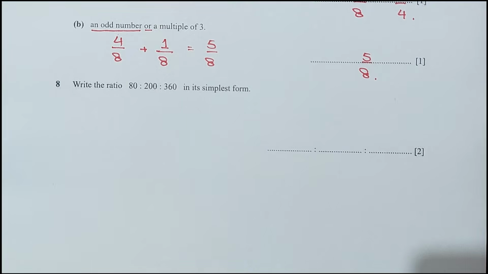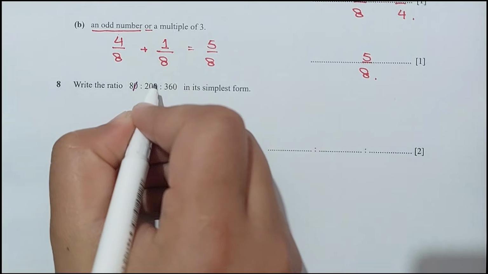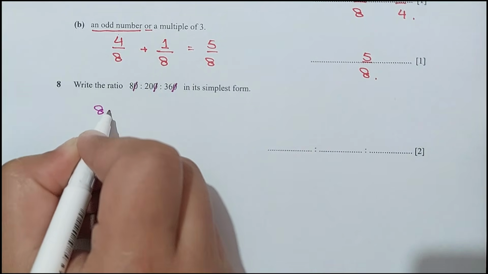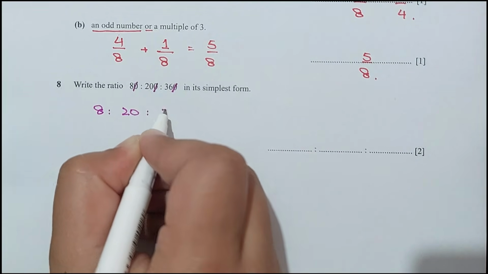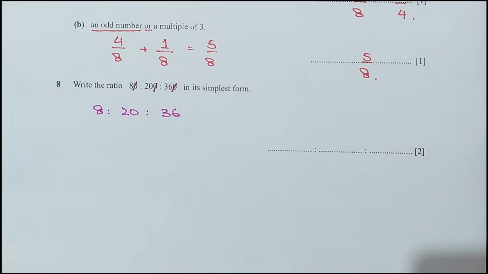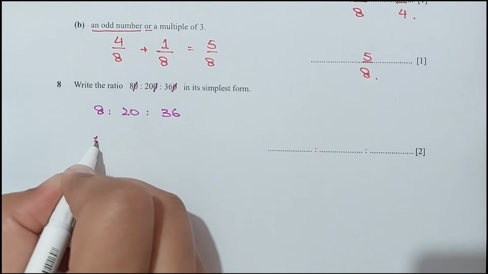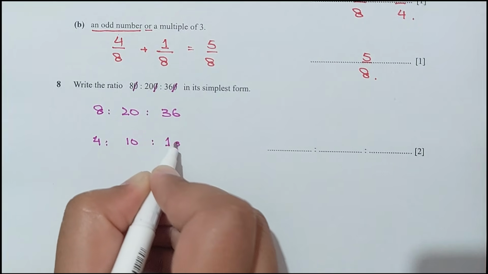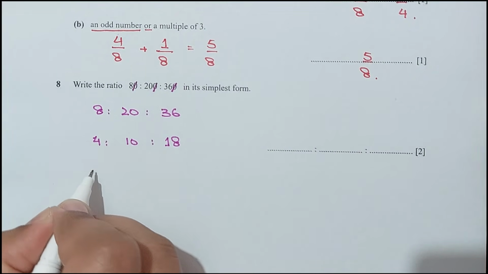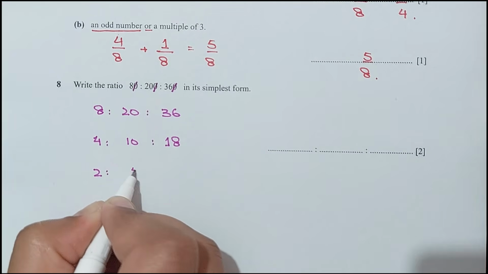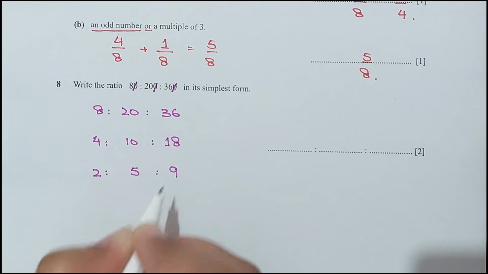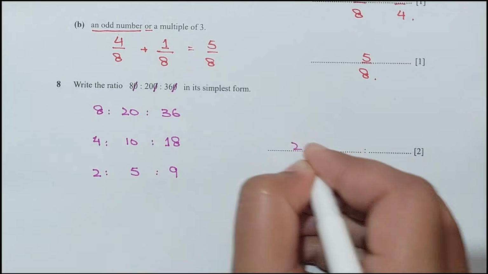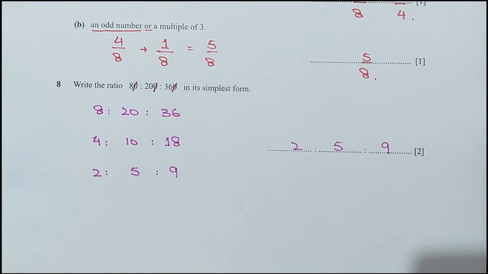Question number 8, write the ratio 80, 200, 360 in its simplest form. So first cancel the zeros. We have 8 ratio 20 ratio 36. Okay, then we can divide it by 2. 2 times 4 is 8, 2 times 10 is 20, and 2 times 18 is 36. Again dividing by 2. 2 times 2 is 4, 2 times 5 is 10, 2 times 9 is 18. So this is the simplest form, 2, 5, and 9.